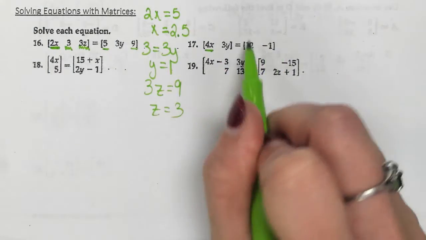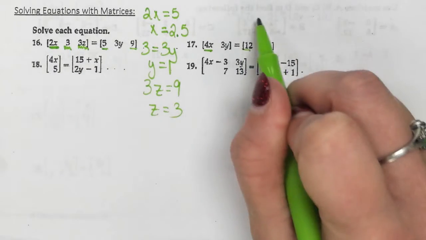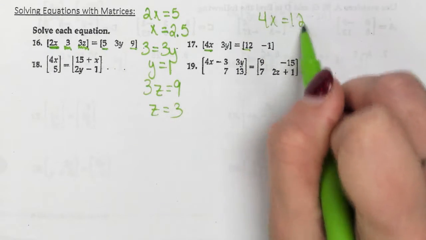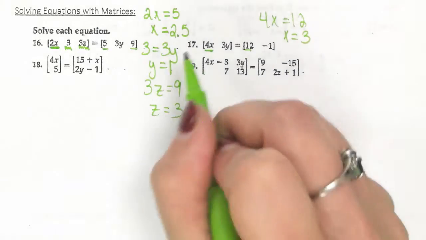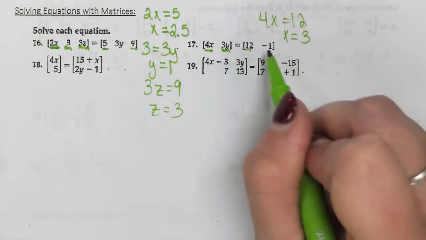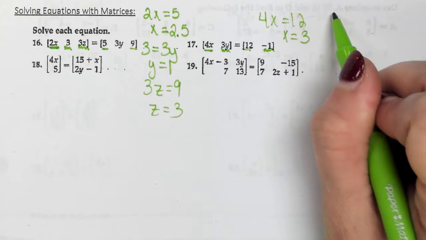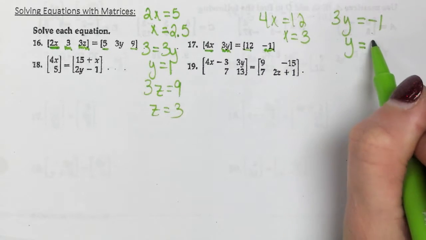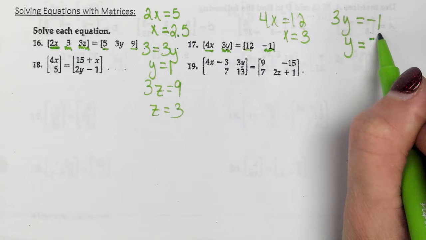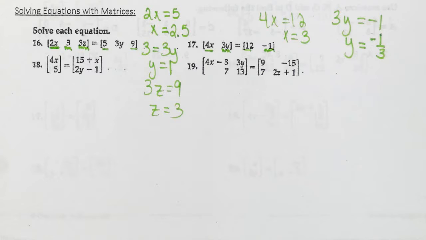4x matches up with which guy over here? 12. So x equals 3. All right, 3y matches up with -1. Very good. Divide and be careful. We do not use decimals unless they terminate. -1/3. That would be 0.333333, and that does not terminate.